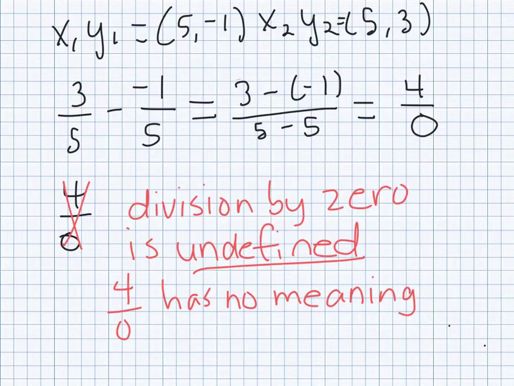So let's look at this example. x1, y1 equals 5 and negative 1. x2, y2 equals 5 and 3. We have 3 minus negative 1 over 5 minus 5. We have to set up our equation a little differently because we have a negative here. So we have the 3 minus a negative here, and the 5 minus 5 on the bottom. That turns the double negative into just a 1 there. We end up with 4, but 5 minus 5 is 0, and you can't divide by 0, so it's undefined. It has no meaning. 4 over 0 means nothing, so it is undefined.